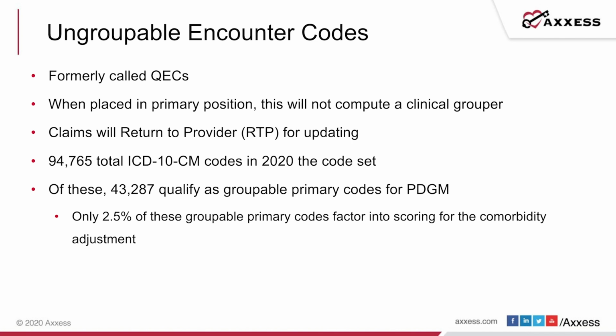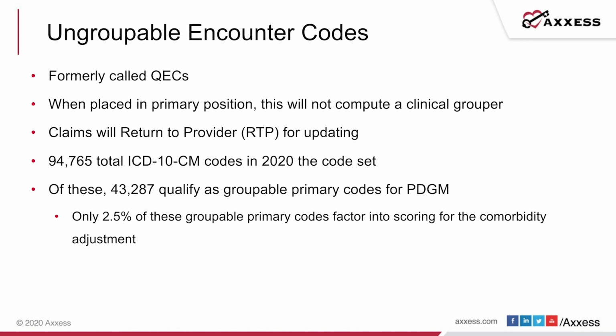Now, if you happen to place a diagnosis code in the primary position that is in this ungroupable code list or questionable encounter code list, as some have continued to call that, those claims will actually return to provider. They will not process because we are expected to update the code and put a more accurate, more specific code in its place.